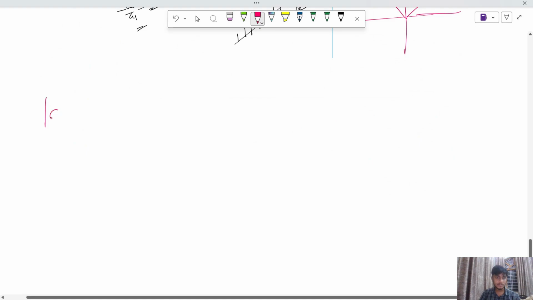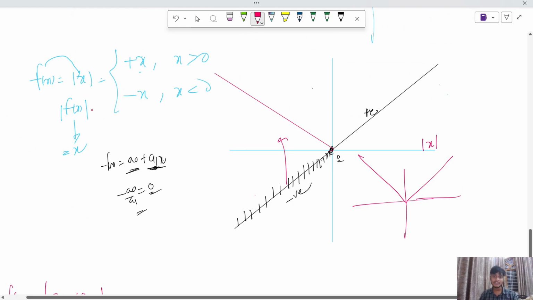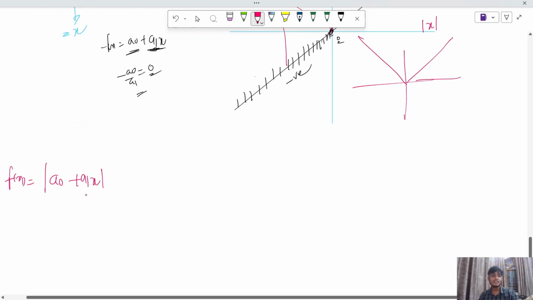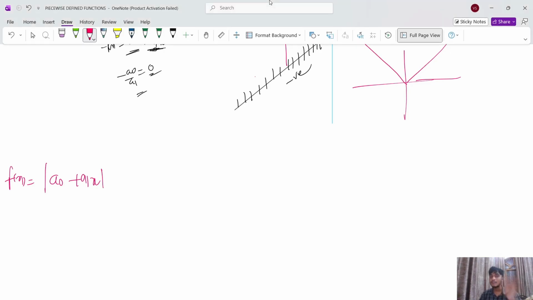Let's try the modulus function of a naught plus a1x. So if someone asks you, plot f of x equals mod of a naught plus a1x, and this is why I keep saying regularly, never start with f of x equals mod x. That will kill your thought process. Now if you start that, and come here directly, it will make life hell. So that's why I'm saying, always start with the tough one, fight with it, understand it, and come here.